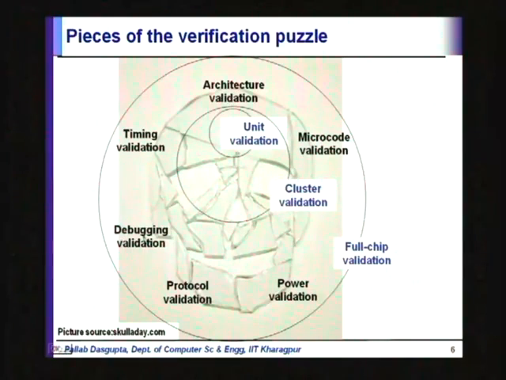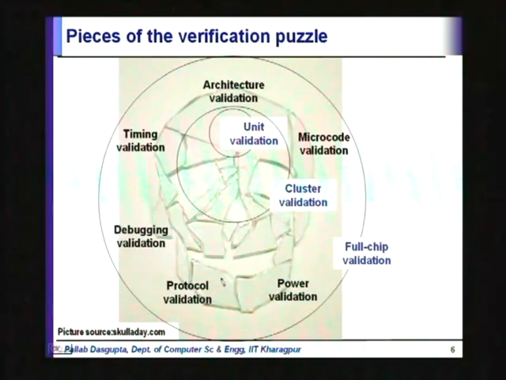And these are the diverse types of problem. First thing is architecture validation. Is the architecture itself correct? Then microcode validation. The microcode is actually controlling the entire data flow through the architecture. Is that correct? Then power validation. I want to make sure what is the kind of power that the chip consumes, so analysis of that power and verifying that it remains within bound.